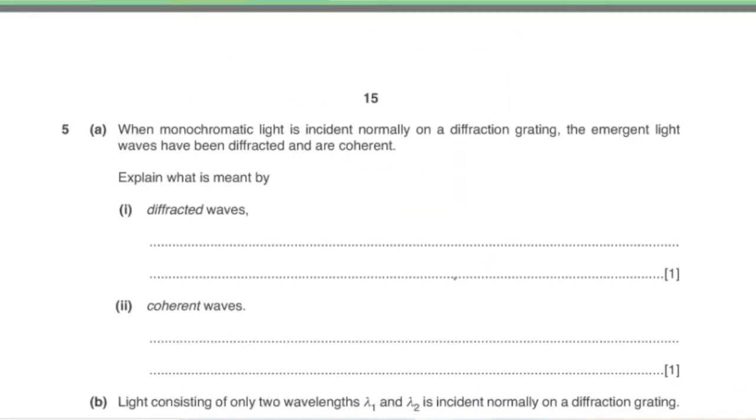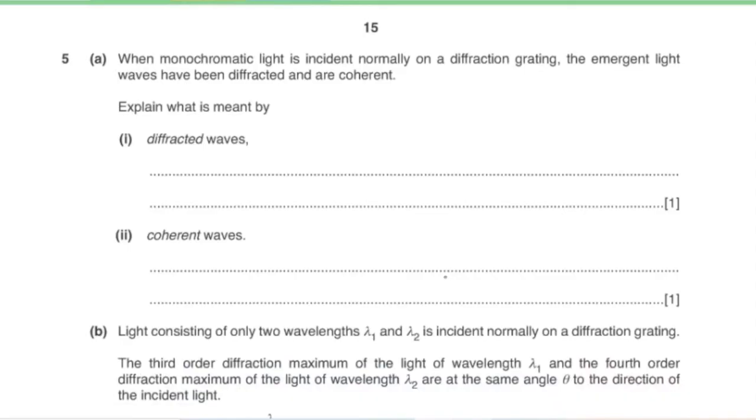Question number 5, part A. When monochromatic light is incident normally on a diffraction grating, the emergent light waves have been diffracted and are coherent. Explain what is meant by diffracted waves. So, in writing: waves spread at slit. Coherent waves are waves with constant phase difference.